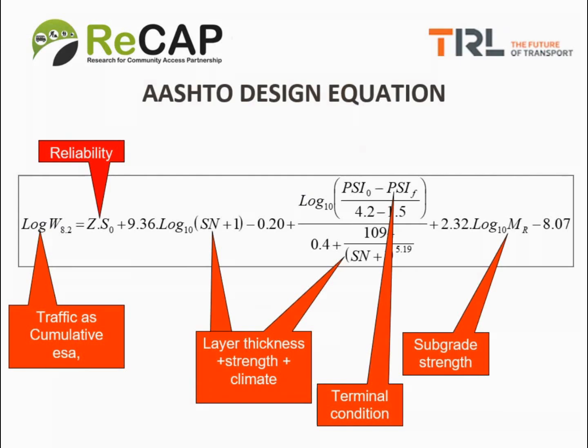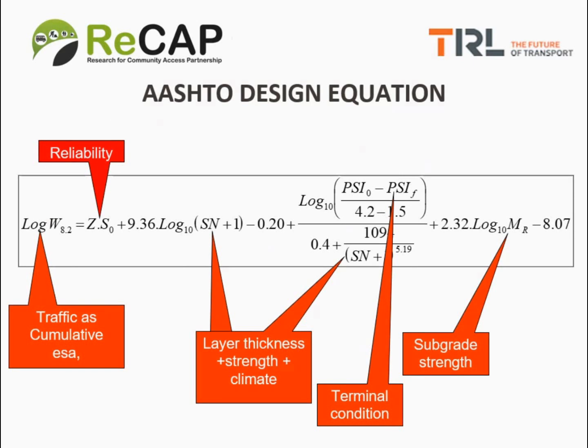The Ashtyn design equation looks very complicated at first sight. If you look at this on the screen now, you'll see that there are 5 terms only, which is not so bad. I've labelled what they are. The one on the left is the traffic. Layer thicknesses come into the structural number in the middle. The terminal condition is the level of roughness or smoothness or whatever way you decide the road is in need of repairs, and the subgrade strength is on the right hand side.